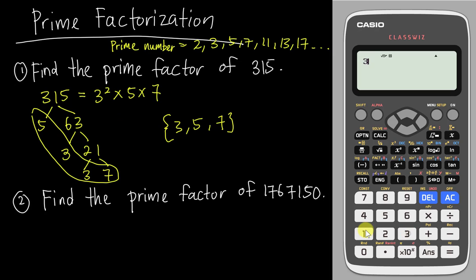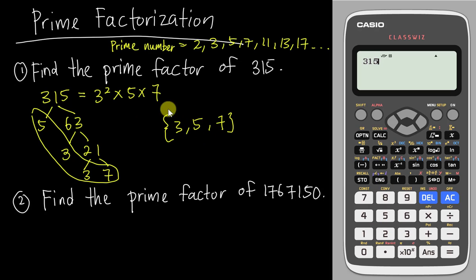So I just type 315. Okay, I have to type enter. Without typing enter, I cannot get the prime factor. So then what I want to do is press shift, and then I go to the fact here. And then you see the calculator will tell me all the prime numbers I need, which is 3 square times 5 times 7.